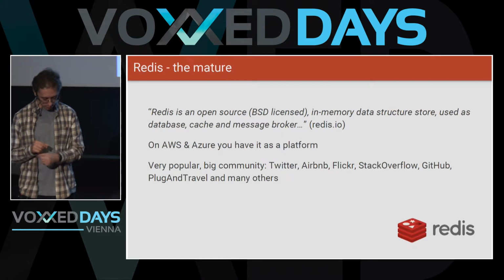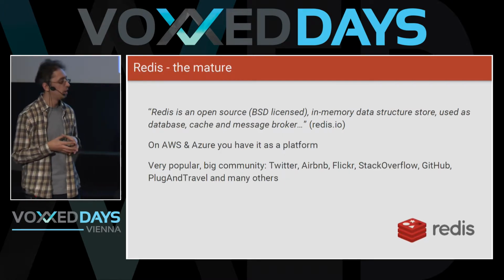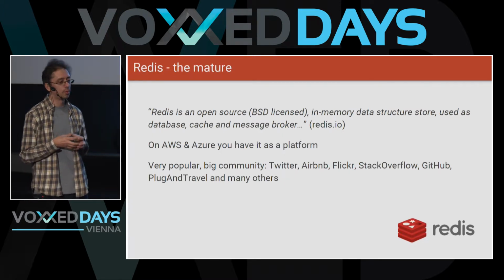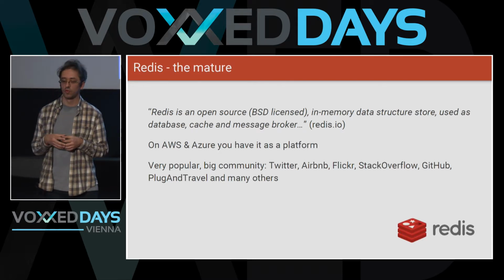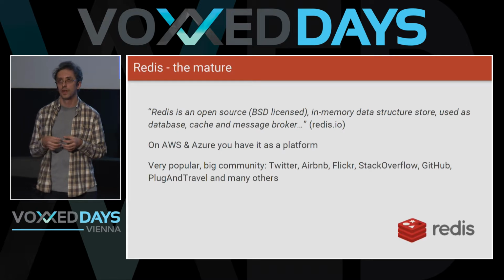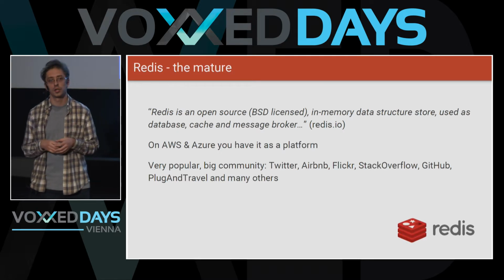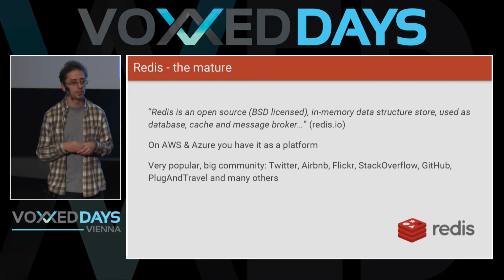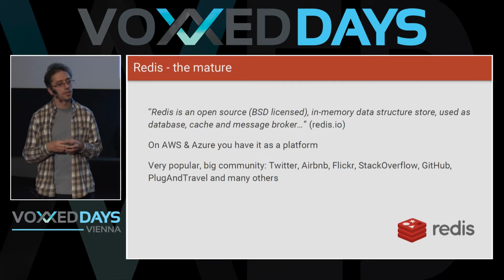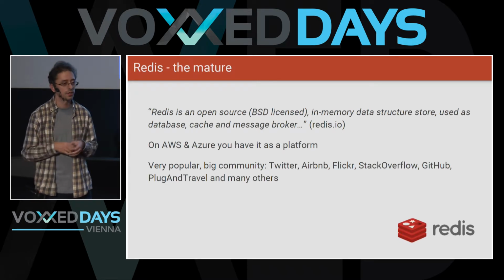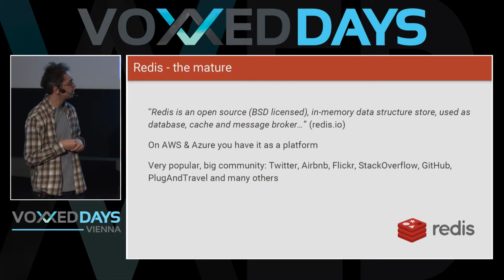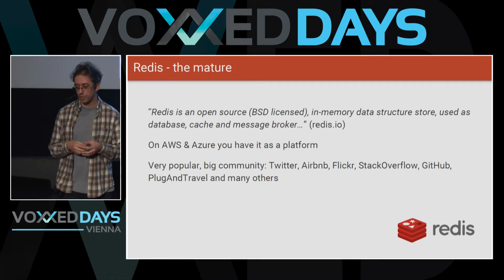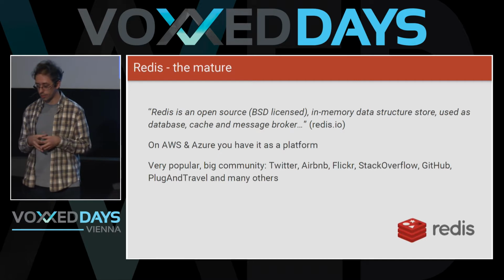Moving on with Redis, it's a very popular tool. You can have it on both AWS and Azure as a platform, so you don't need to start any infrastructure, any VM, and install it. You just click some buttons or make some API calls, and you have a cluster of Redis. I think on AWS it really supports clusters right now, so you're ready to start in just a few seconds, probably.